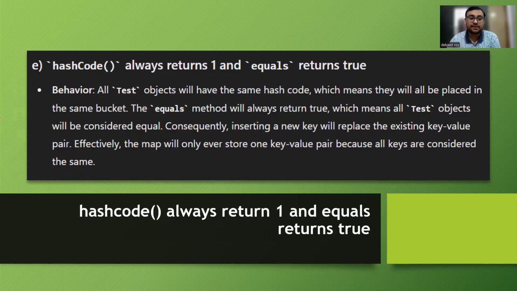This is very important. Hash code always returns 1, and the equals method returns 2. Then what will happen? Let's understand this behavior through code. For the rest, you can try it out on your own. This is very important and was asked of me in an interview. So I will show you this. If hash code always returns 1 and the equals method returns 2, then what will happen in this scenario? Let's understand through code.